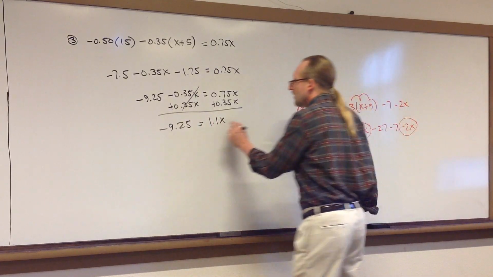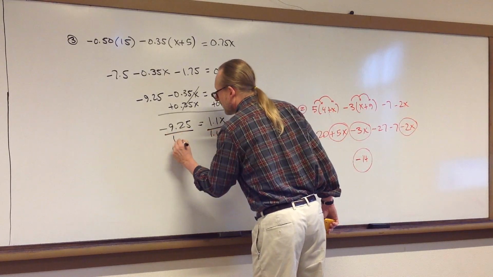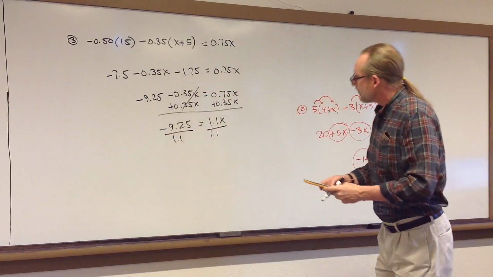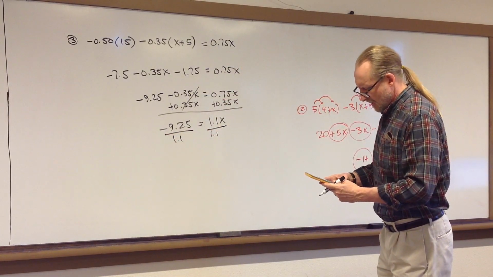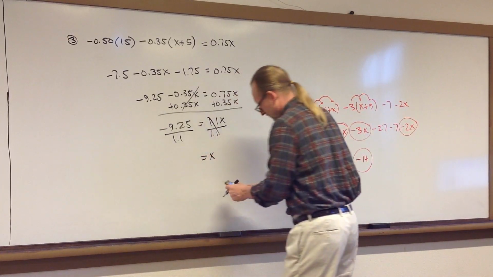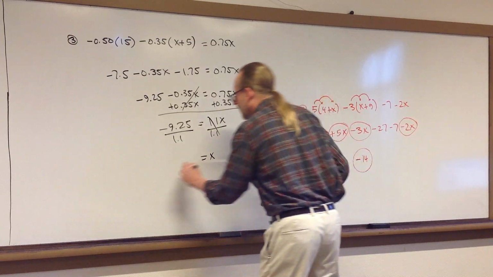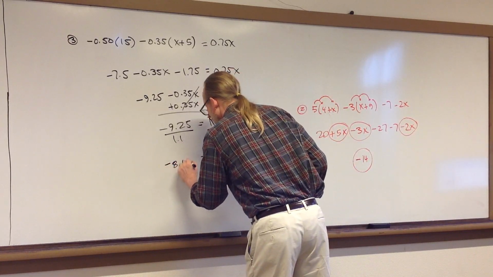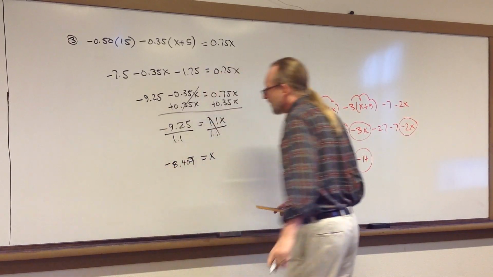And then to solve for x, we just need to divide on both sides by 1.1. And so these cancel out. And x is going to be negative 8.409 with the 09s repeating.